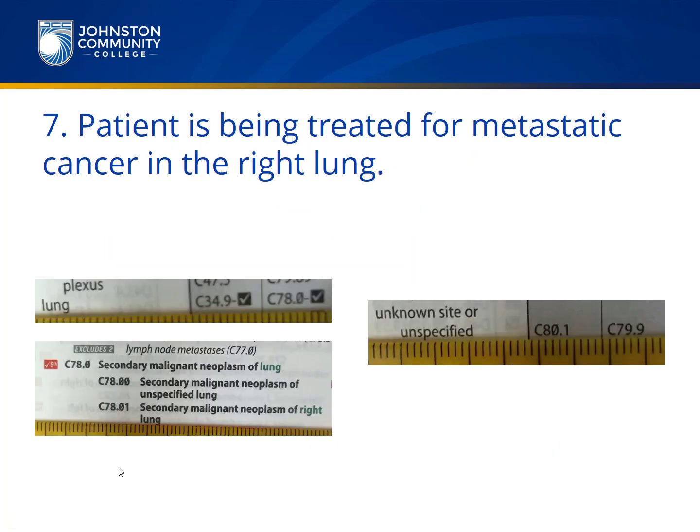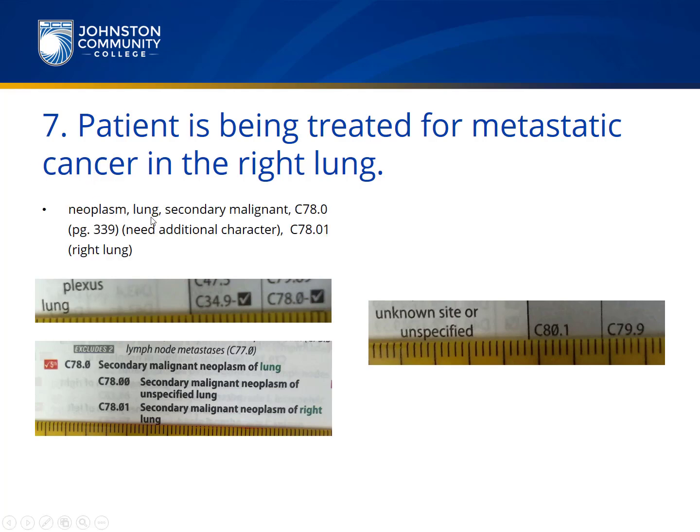All right, question 7. Patient is being treated for metastatic cancer of the right lung. So in this particular instance, we need to go to our table of neoplasms because we do know it's cancer. It says metastatic cancer, so we'll go to our table of neoplasms, right? And then we'll look up lung, and then we have to look at that secondary code because this was metastatic. So that metastatic means it's secondary. If it was malignant, that would be your primary, but this is metastatic, so it's our secondary.